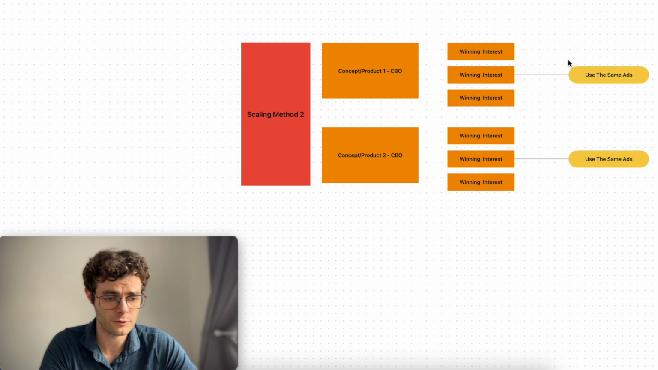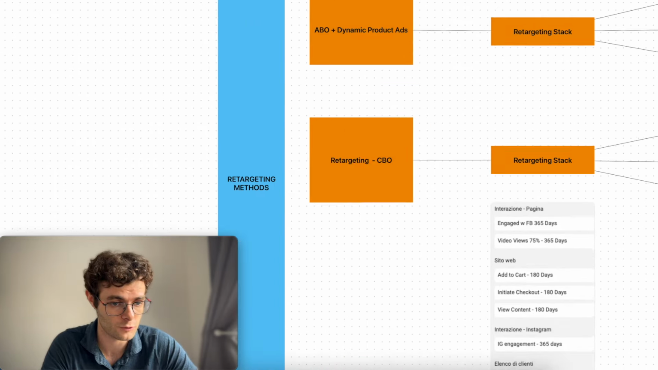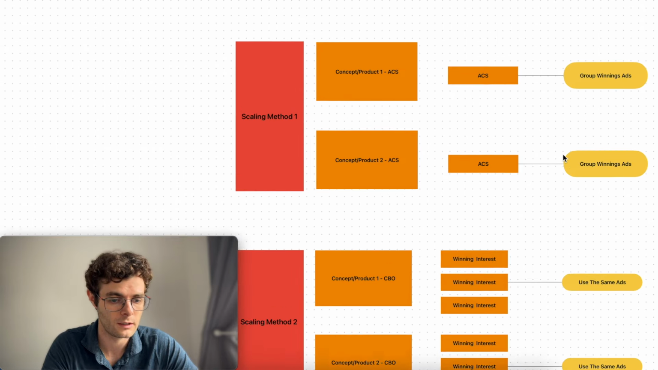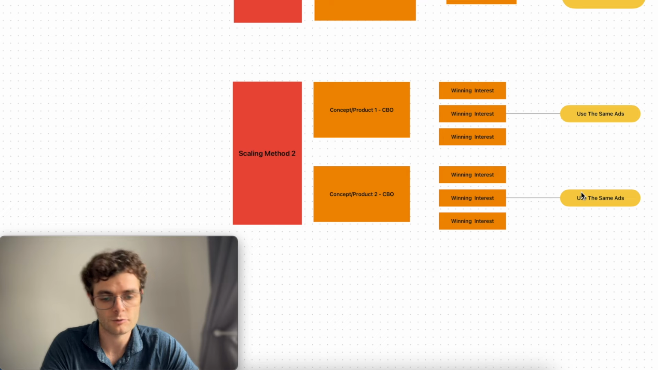Because if you redo the ads from scratch, of course you lose the social proof. We don't want to lose the social proof. We want to duplicate these ads so that we don't lose the social proof in the CBO scaling. Okay, so this is one way, very traditional.